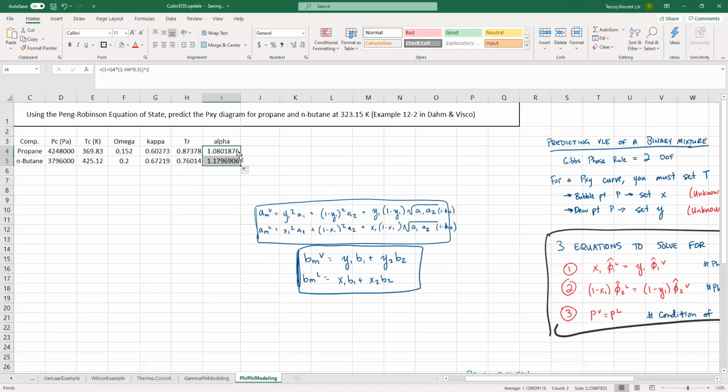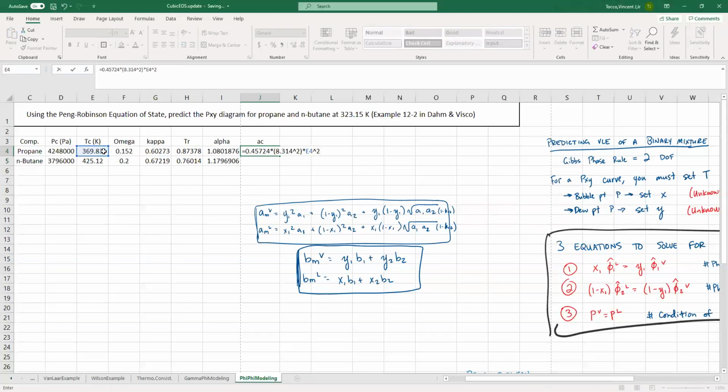Now, let's see. AC is a separate one again, A sub C. So this is equal to 0.45724 times 8.314 squared times the critical temperature squared and divided by the critical pressure. So once again, these formulas that I'm typing now, I didn't write them just because they're from a previous chapter of the textbook. Just look them up. That's where all these funky numbers and parameters are coming from.